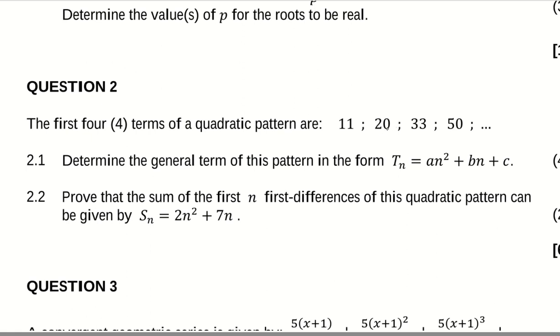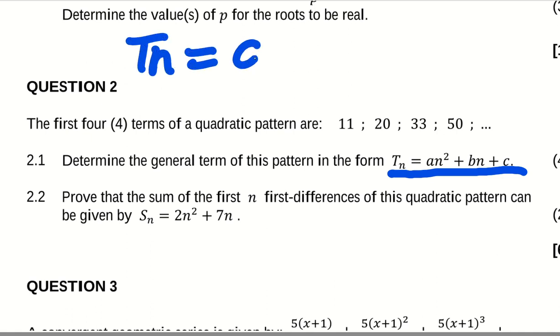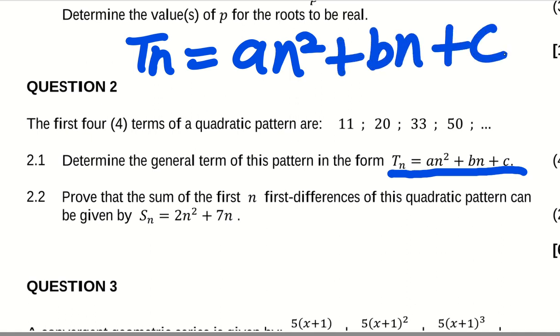So we're looking specifically at question 2.1. For 2.1, they say that we need to determine the general term of this pattern in the form Tn equals an squared plus bn plus c. So basically the general term of a quadratic pattern should look like this. This is the formula that you're going to be using. Let me write it down: Tn equals an squared plus bn plus c.